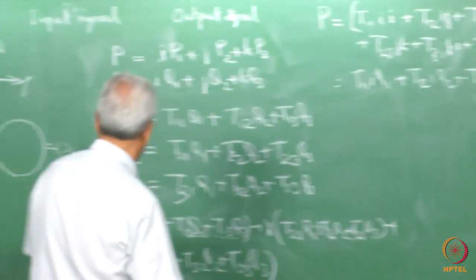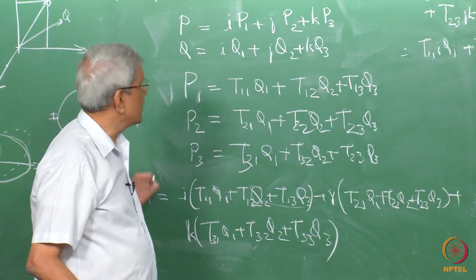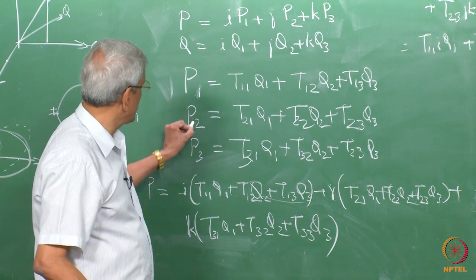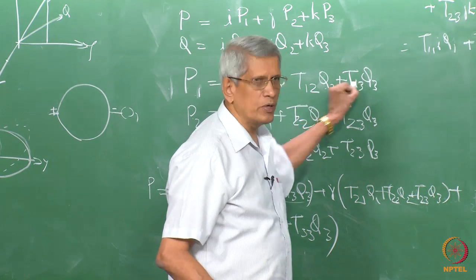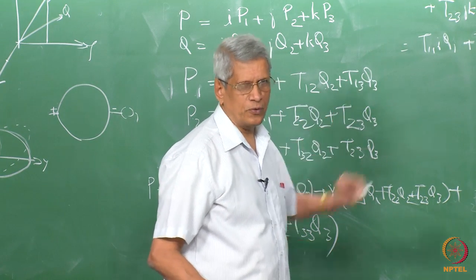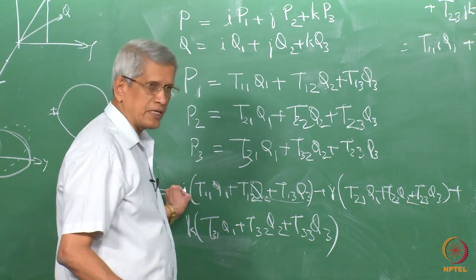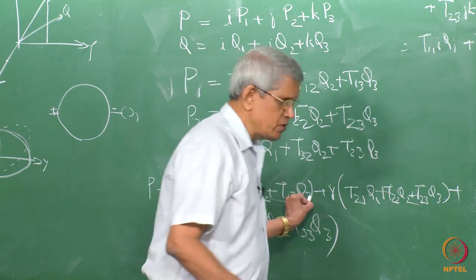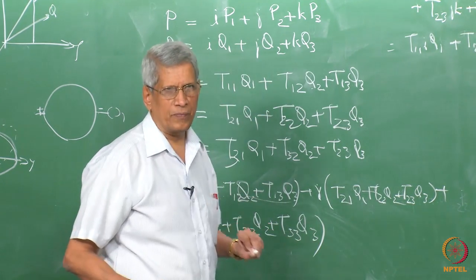No, this P is the vector. P has the components P1, P2, P3. These are all the components of P in terms of Q. Now P can be written as a vector, I into, we can substitute it. That's what we have done. So the vector P is defined.